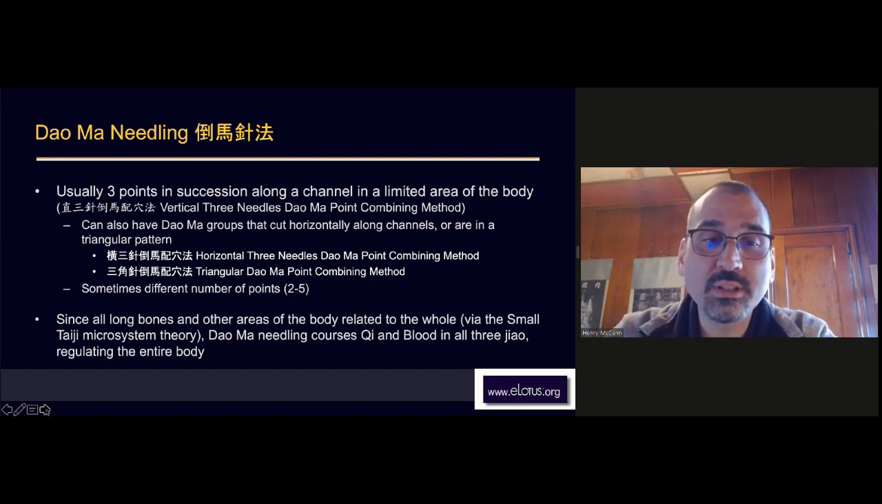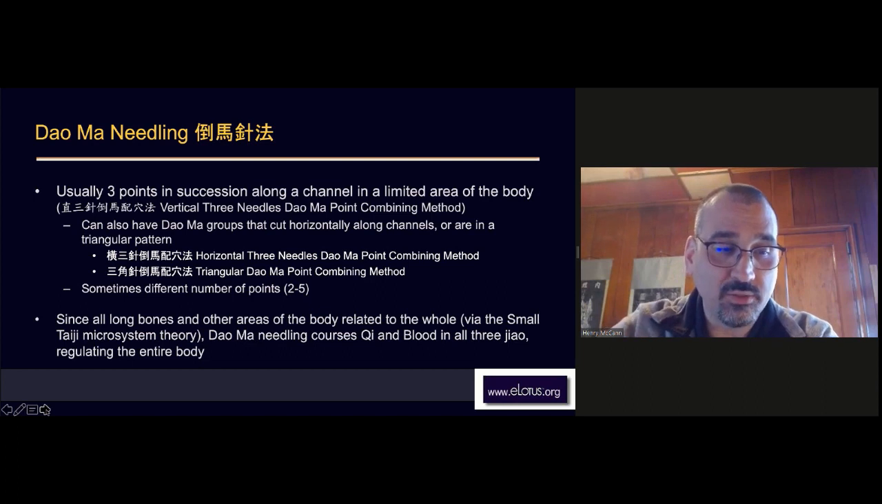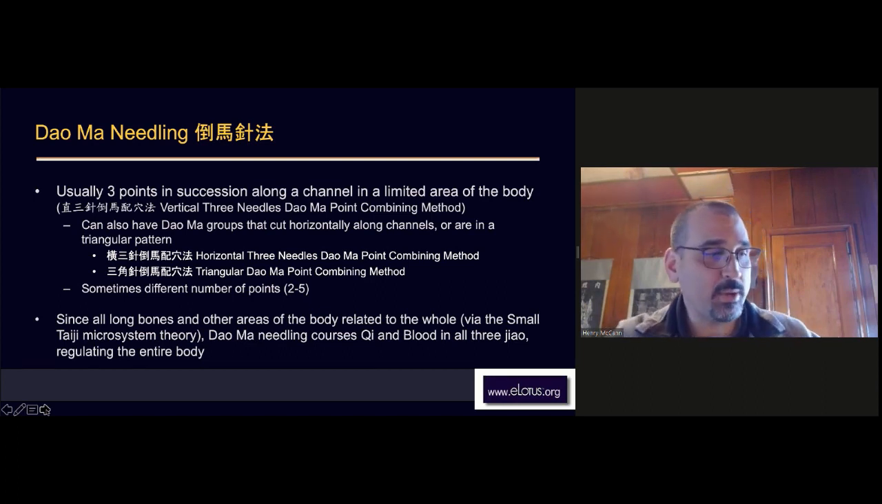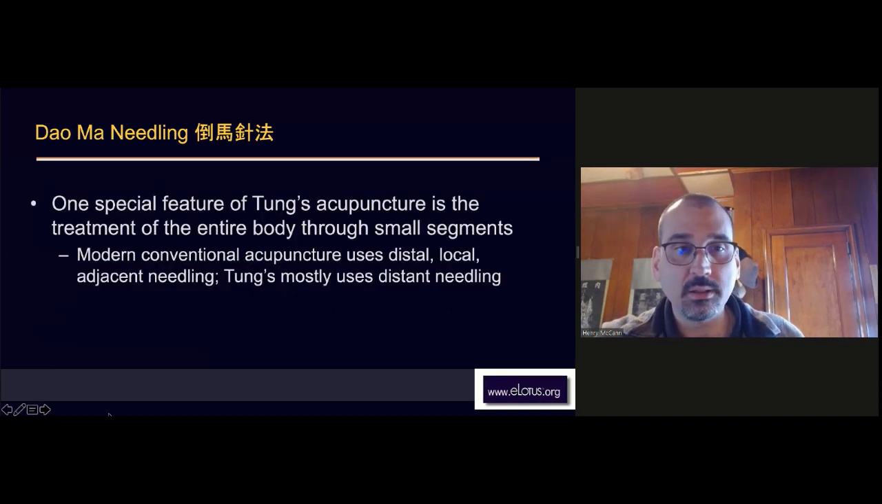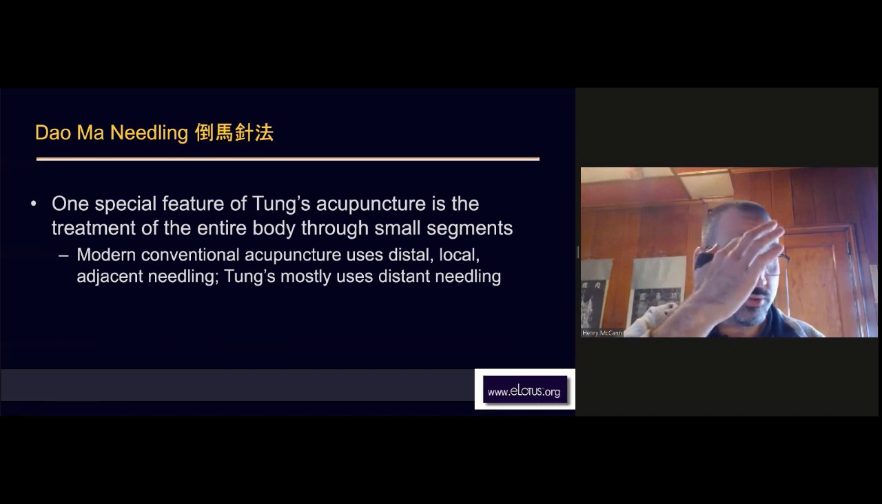The important thing though is, what's the application of Dharma needling? Okay. So this really highlights the zone strategy. The other thing that it allows us to do, as we'll see, is course upper, middle, and lower jiao through one specific area of the body. And we'll see what that looks like rather shortly. Okay? That's Dharma needling. So this is really an important feature of Dong's acupuncture.